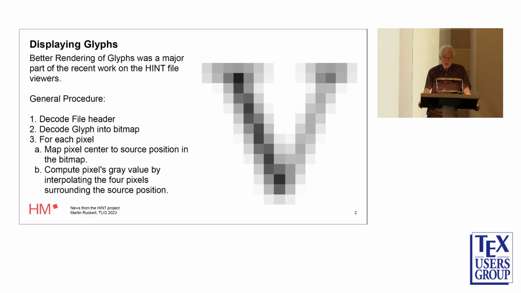The usual rendering procedure is outlined on this slide, and I started with PK fonts, and PK fonts define black and white bitmaps at a fixed resolution. For HINT, for HiTeX, which generates the HINT files, the default is 600 dots per inch. And the graphics card will render a pixel on the screen by interpolating the pixels in the bitmap and thereby creating gray values for each pixel along the border.